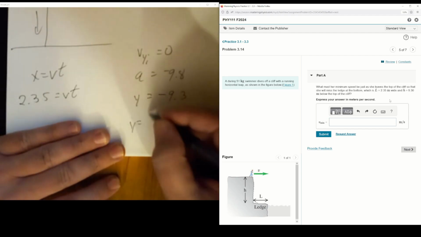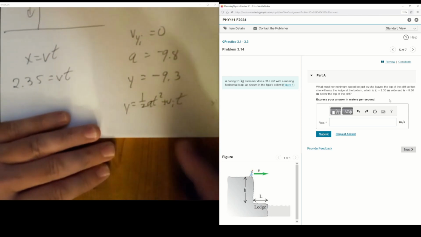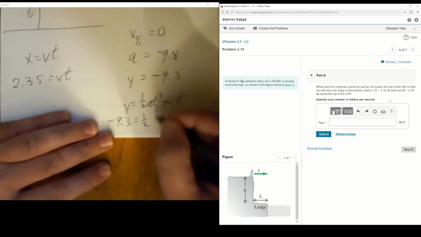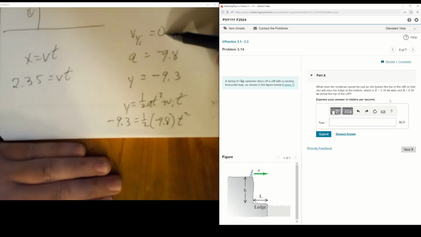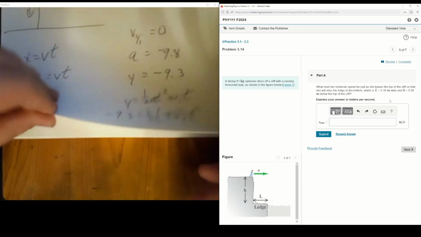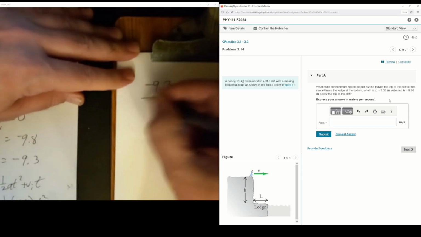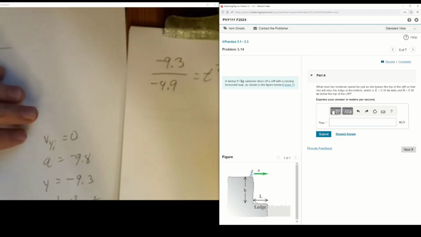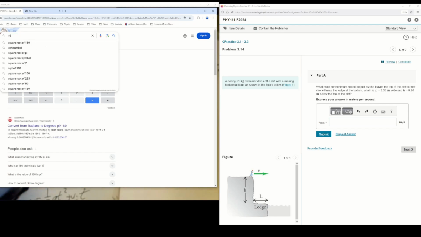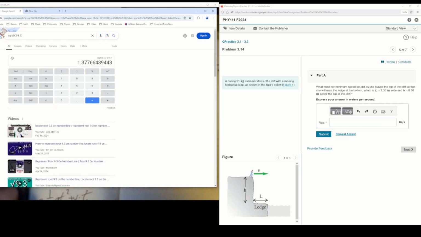And this equation that's used a lot is how we'll get it. So we know the displacement is minus 9.3. We know the acceleration due to gravity. And we know the initial velocity is 0. So here's the equation we need to solve. And so we have minus 9.3 divided by minus 4.9 is our t squared. Let me figure out what that number is quick. Uh, 1.38.